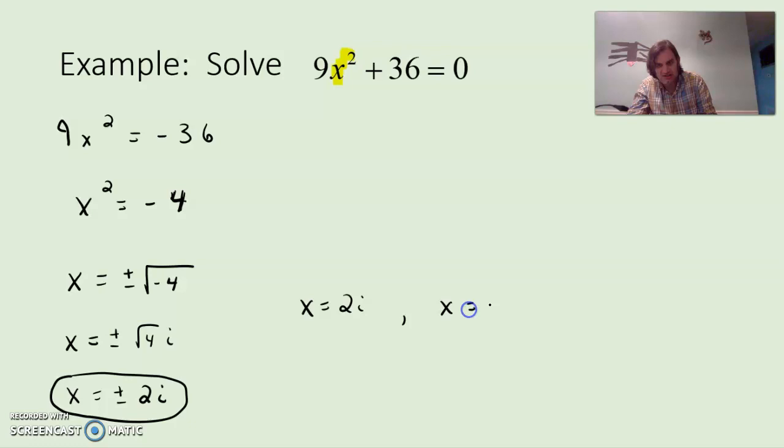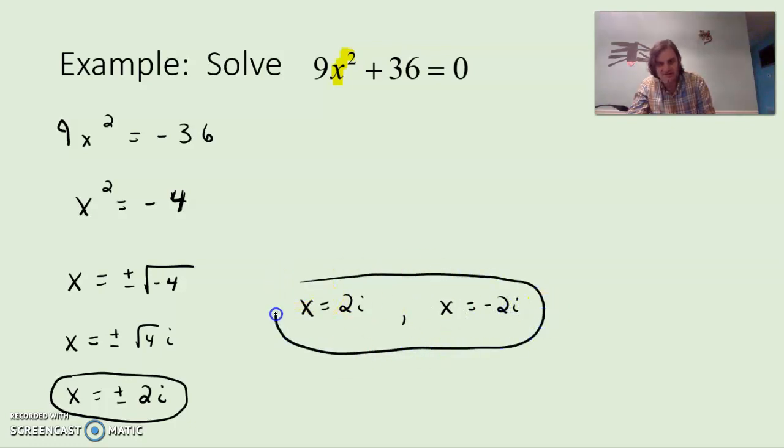and negative 2i. Okay, so it's a very quick and simple process usually if you can use it, but it doesn't show up in every problem, and it definitely doesn't work if you have the ax squared plus bx plus c, unless you go through a lot more work that we're not going to.